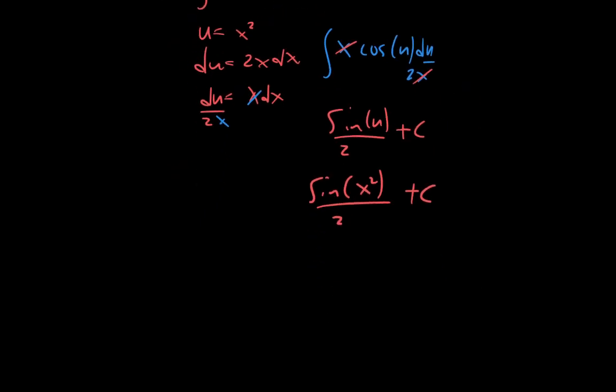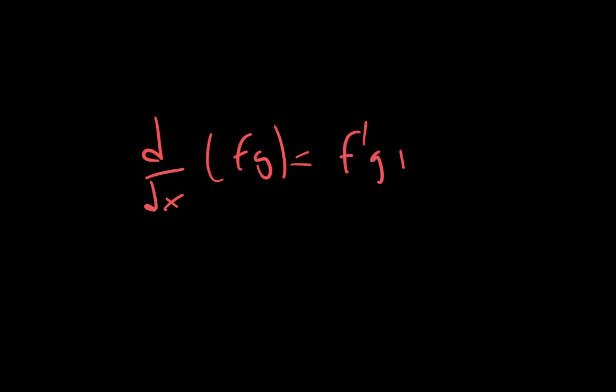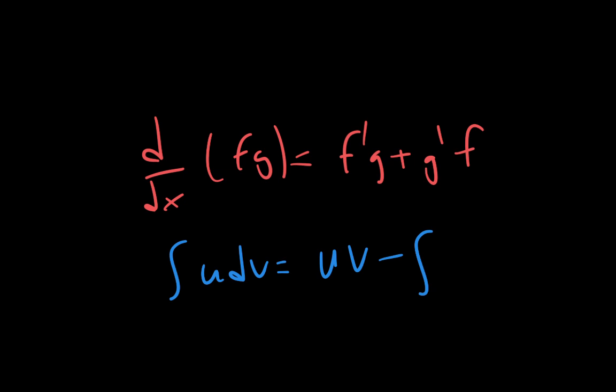There is another formula that is a little different. It's kind of like the chain rule or the product rule in reverse. So this is known as integration by parts. If we differentiate a product, then we get f prime g plus g prime f. And if we want to integrate a product now, the integral of u dv is equal to uv minus the integral of v du.